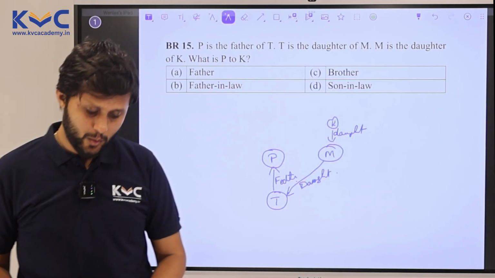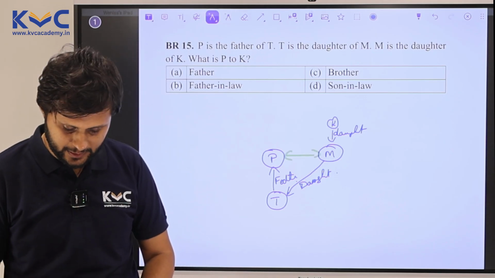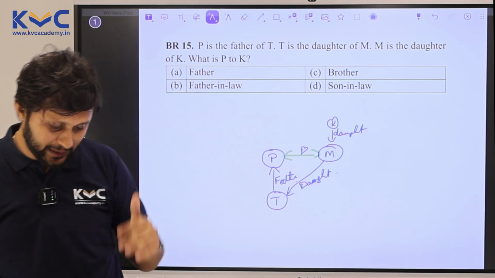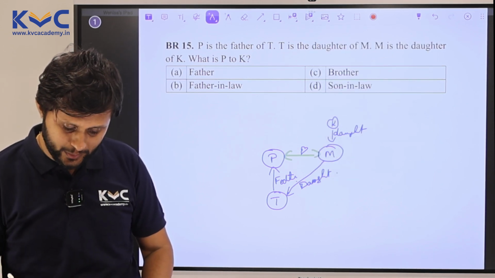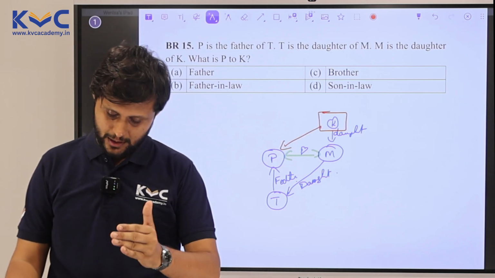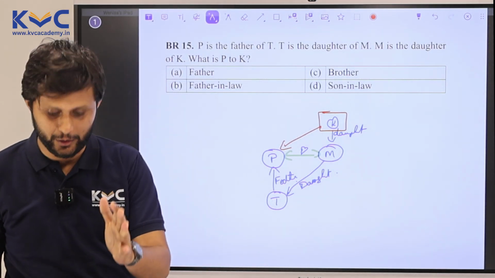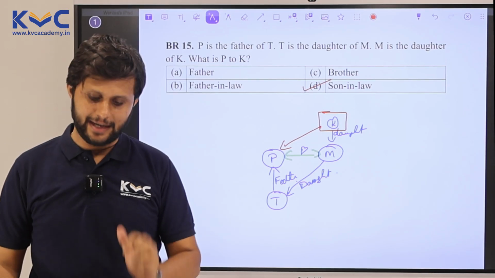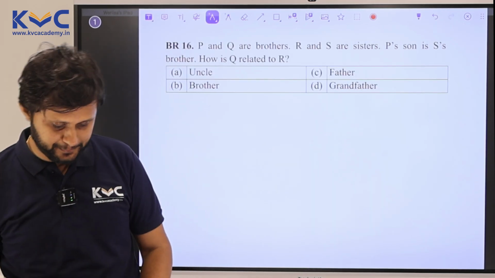What is P to K? We'll put a small heart for them. Let them be in love. They are the couple. What is P to K? The requirement now says P to K. Daughter's husband. Daughter's husband is what? Is son-in-law. Correct. Option D is the right answer. That's question number 15. Moving on, 16.